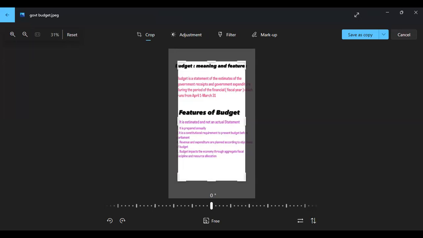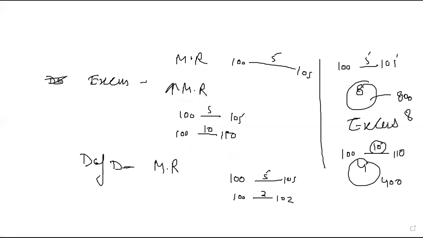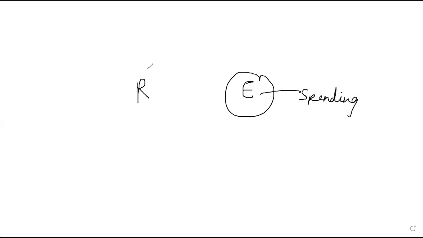Okay, so basically now the question is, what is government budget? There are two things. Over here you can see there are two words, receipt and expenditure. Now you must be wondering what is receipt and what is expenditure. Expenditure is basically what you are spending, your expenses. But receipt is something you are getting, you are receiving. So R is for receiving, R is for receipt. E is for exit. Exit means your money is going away, you are spending the money.